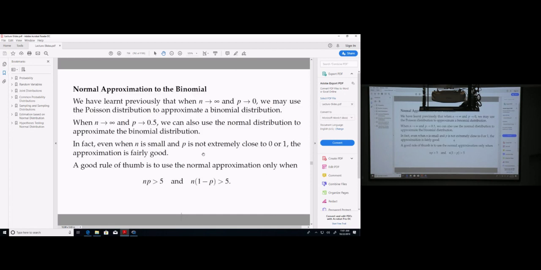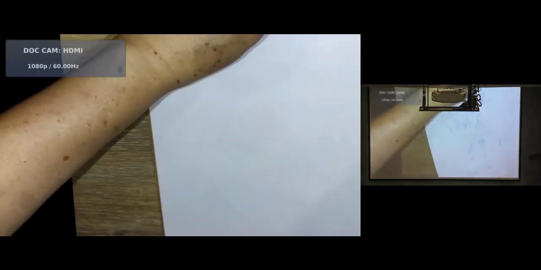Okay, let me repeat what I just mentioned about the binomial.